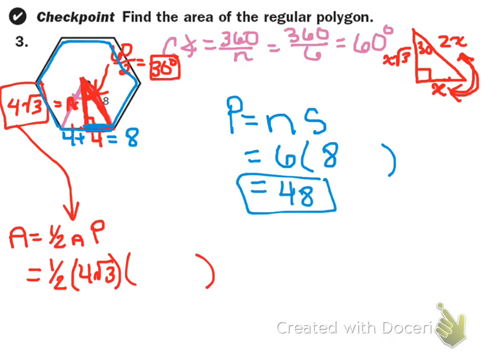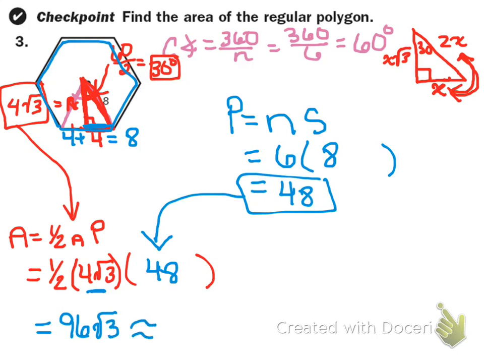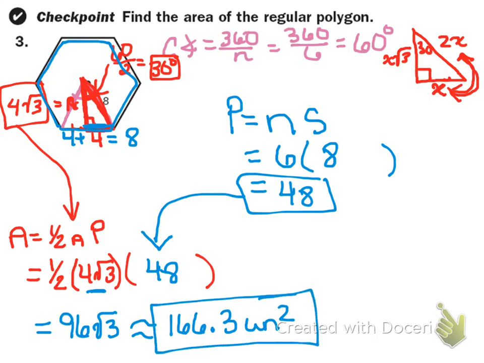This 48 should be put over here into your area formula so that you have 1/2 times your apothem times your perimeter. Using your calculators, punch this into your calculator. 1/2 times 4 square root of 3 times 48, and you will find that your area will be equal to 96 square root of 3 if you're leaving it as a simplified radical, but we would prefer the decimal answer, rounded to one decimal place. You would have 166.3 units squared. Remember, this is area, it's always units squared.